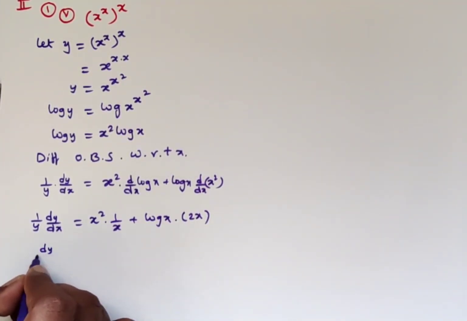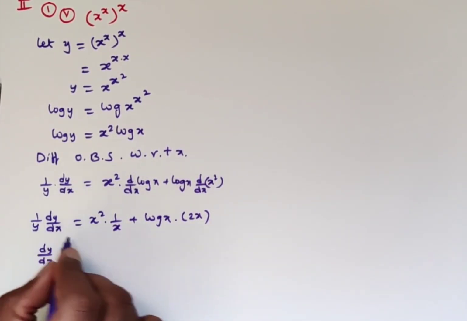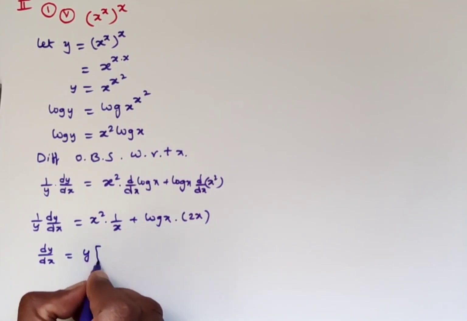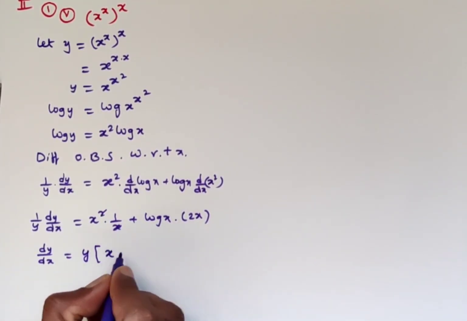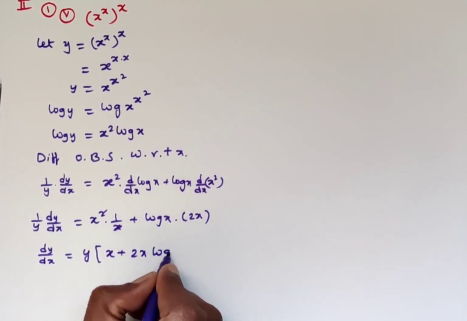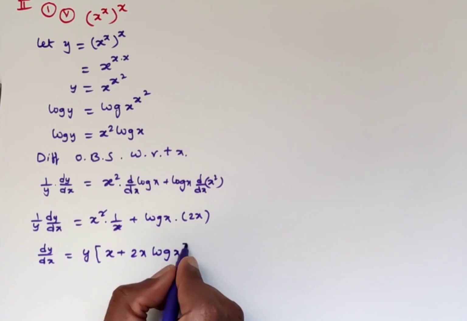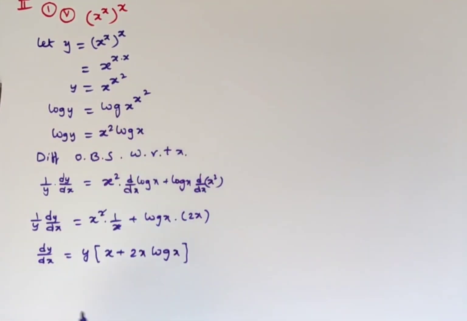Now dy by dx equals, cross multiplying, y times, and x and x get cancelled, so this is x plus 2x into log x. Now what is y? y means x power x square. So replace y with x power x square, and here x is common. This is 1 plus 2 log x. 2 log x can be written as log x square also, no problem. The bases are the same, so we can add the powers. So x square and 1. Finally this is x power x square plus 1 into 1 plus log x square.